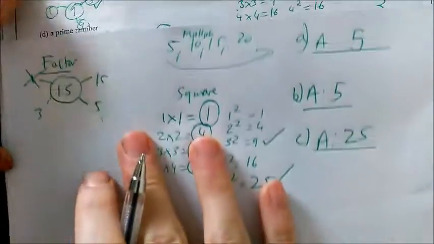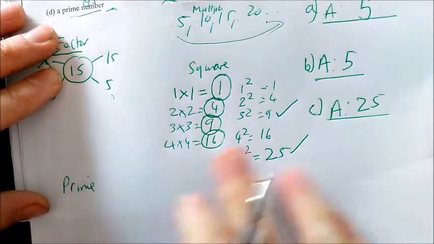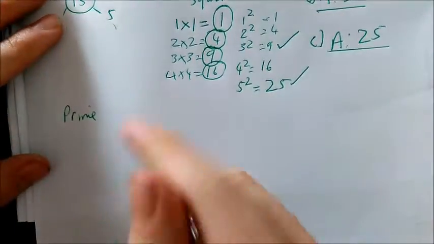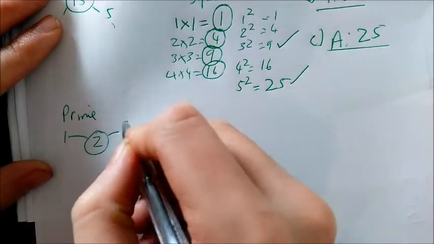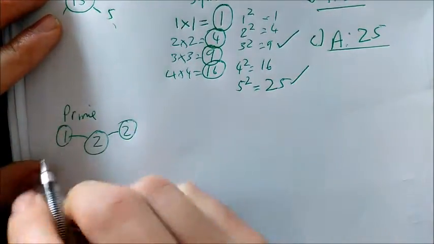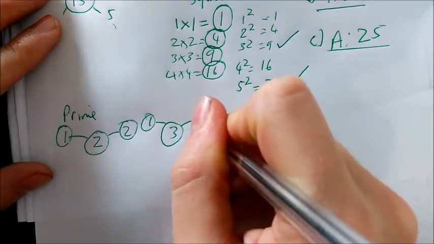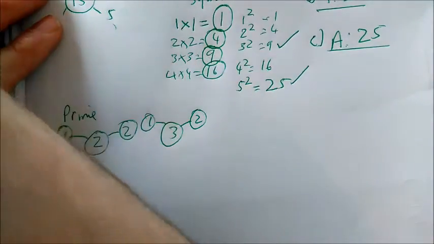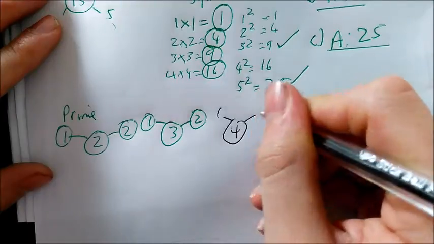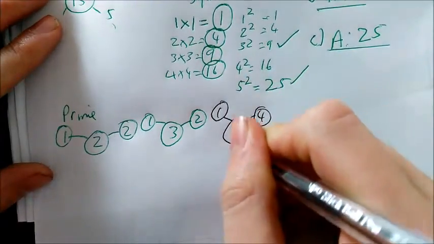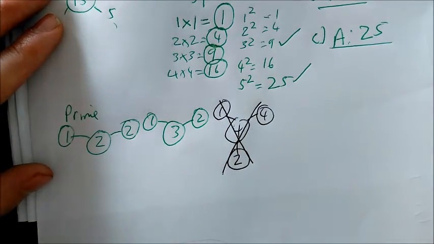Could do that. And then finally, a prime number. A prime number is a number that only has 2 factors, 1 and itself. So 2 is a prime number because it has 1 and 2, and those are its only factors. 3 is a prime number because it has 1 and 3. 4 isn't a prime number because it's got more than 2 factors: 1, 4, and 2, which times by itself. It's also a square number, so it's not.